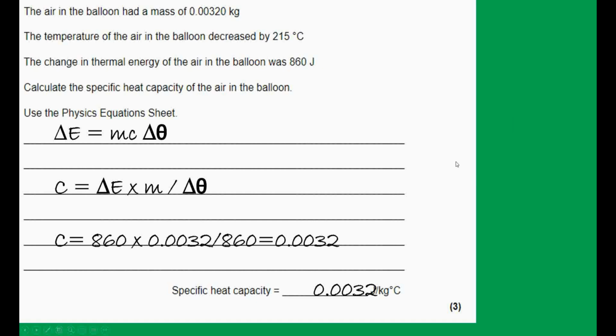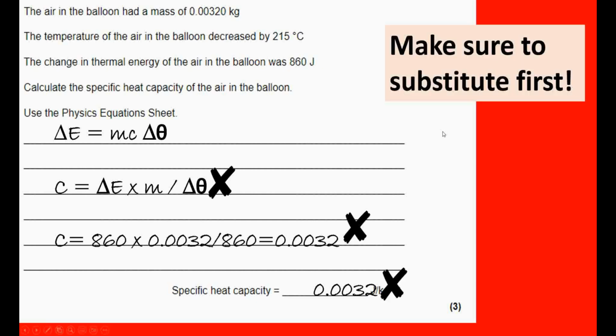Okay, moving on. So hopefully you noticed that they rearranged wrong. They didn't rearrange the equation correctly. Now, something that AQA are very harsh about is if you rearrange wrong and then you substitute, you will get no benefit of the doubt marks, you will get it wrong, you'll get no marks, you will get 0.